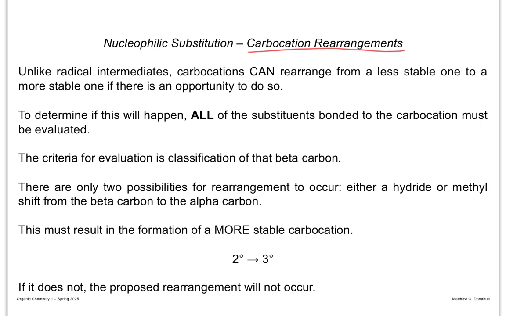So with carbocations, once they're formed, you always have to go back to that stability trend. Is this the most stable carbocation there can be? So carbocations can undergo rearrangement. So remember, the trend was tertiary is more stable than secondary, much more stable than primary. So to determine if this will happen, all of the substituents bonded to the carbocation must be evaluated.